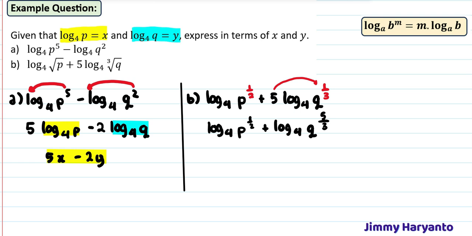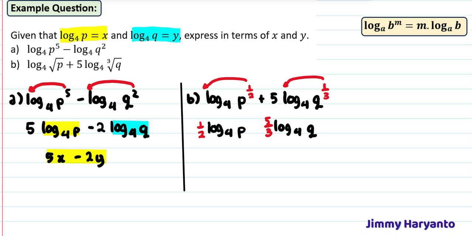Oh, my bad. It should be this one, because the question wants you to find out the log 4 p. We can change it into x later. That means the half moves to the front, 1 over 3 moves to the front, so it will become half right here, and this one will become 5 over 3, 5 times 1 over 3. So the answer is half x plus 5 over 3 y, since this one is x and this one is y.